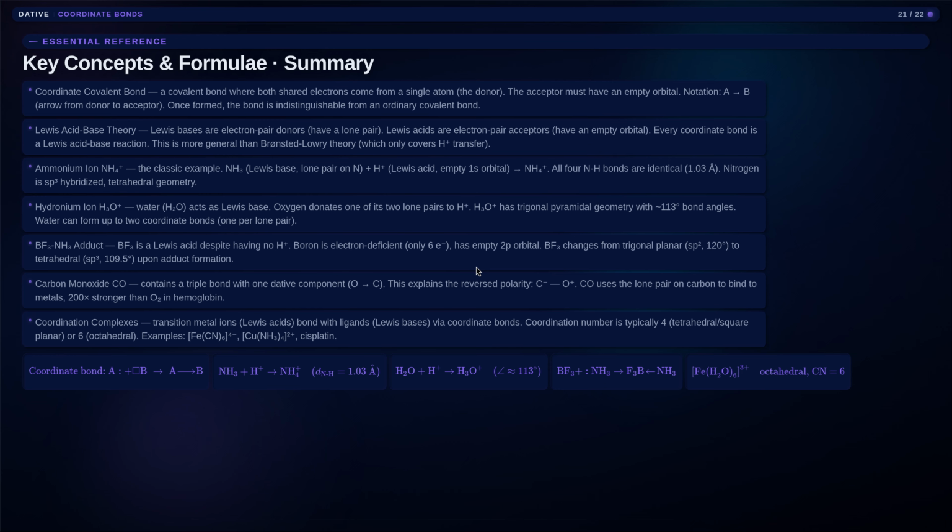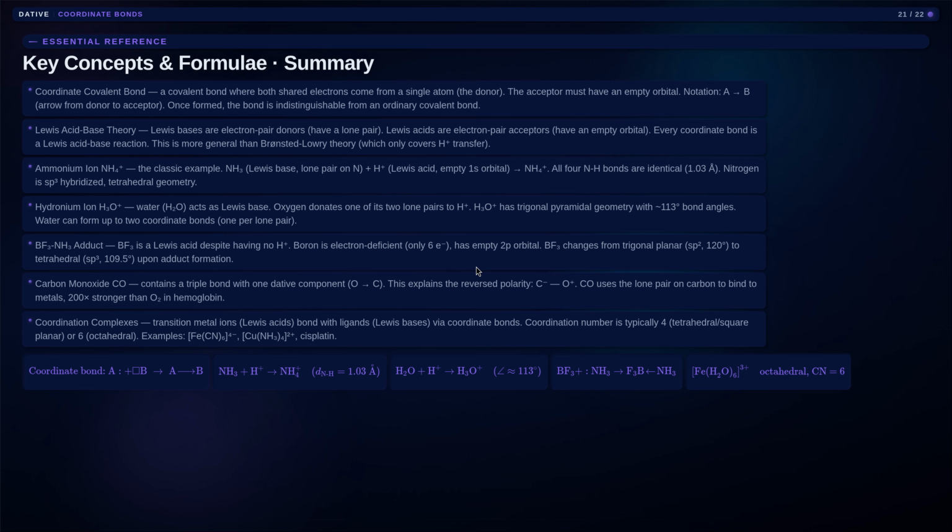Let us summarize the key concepts we have learned about coordinate covalent bonds. First, a coordinate covalent bond is one where both shared electrons come from a single atom, the donor. The acceptor must have an empty orbital. Once formed, the bond is indistinguishable from an ordinary covalent bond. Second, Lewis acids are electron pair acceptors with empty orbitals. Lewis bases are electron pair donors with lone pairs. Every coordinate bond is a Lewis acid-base reaction.